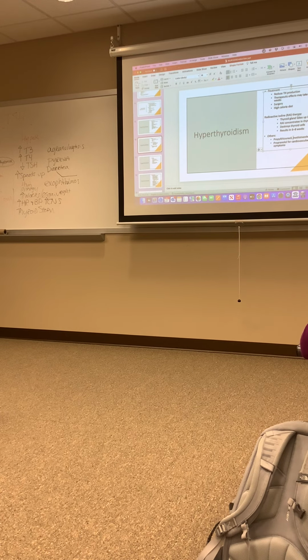But radioactive iodine is the one I'll probably ask the most questions on. You just might see this one in passing. What is propranolol?